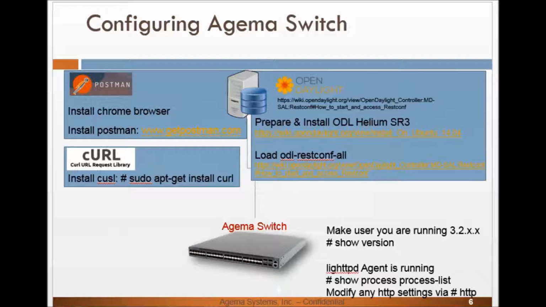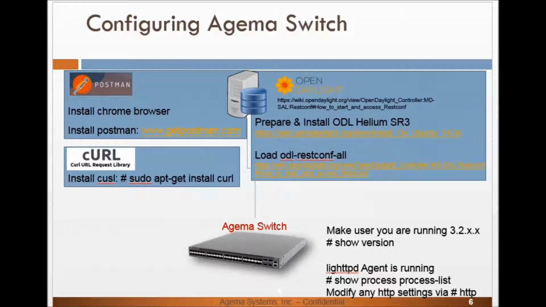If you're replicating the setup, you need to make sure that the switch is running ICOS 3.2x via the show version command. Make sure that the Light TPD agent is running with show process proc list. And if you like, you can modify the HTTP settings via the HTTP command. In my case, I have changed the HTTP port to a different port than the default, but you don't have to do that. If you'd like to change the HTTP settings, you could do that.